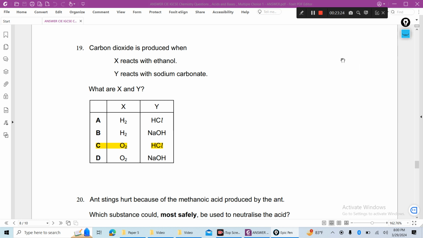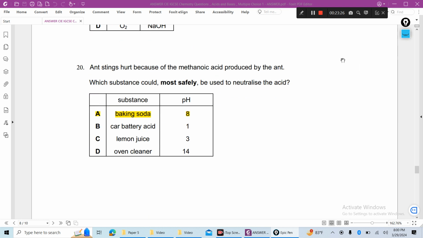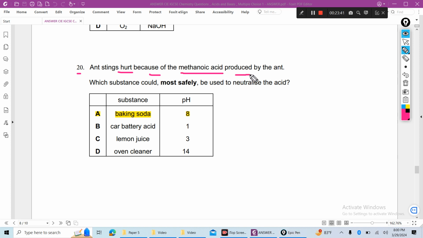Next, ant stings hurt because of the methanoic acid produced by the ant. Which substance could most safely be used to neutralize the acid? So baking soda, pH 8, is close to neutral, that's why this is most safe.